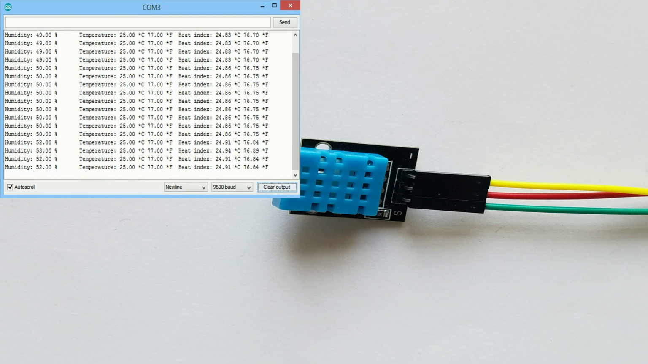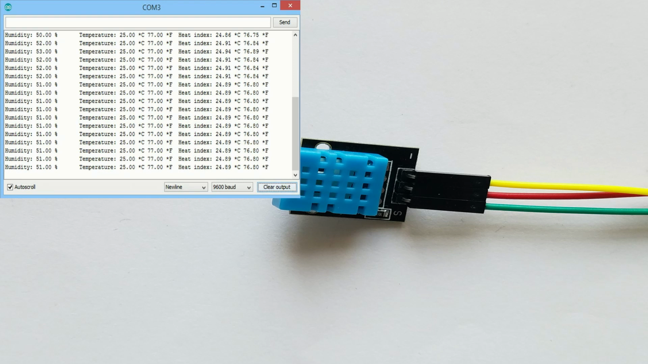Small size, low power consumption, and signal transmission distances up to 20 meters make it a good choice anywhere, even in tough applications. The sensor DHT11 consists of a resistance measurement component and a NTC temperature measurement component.